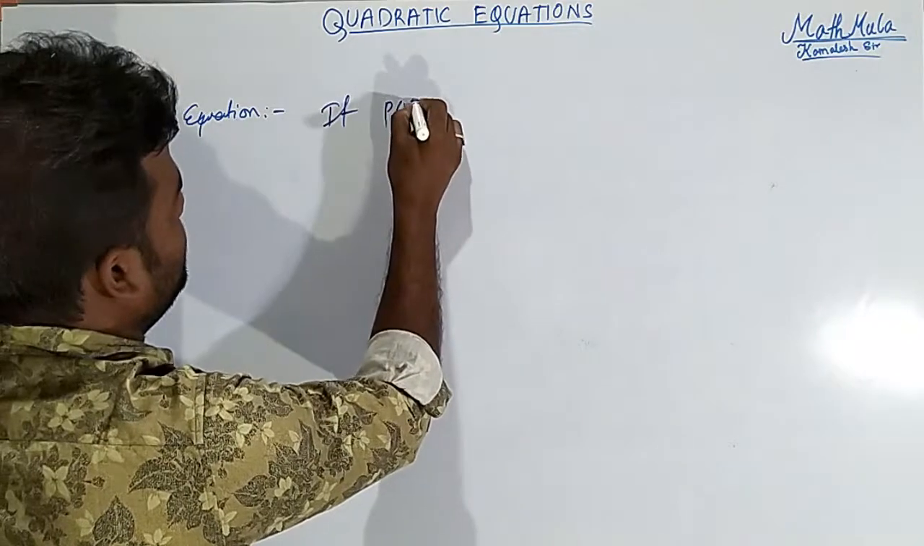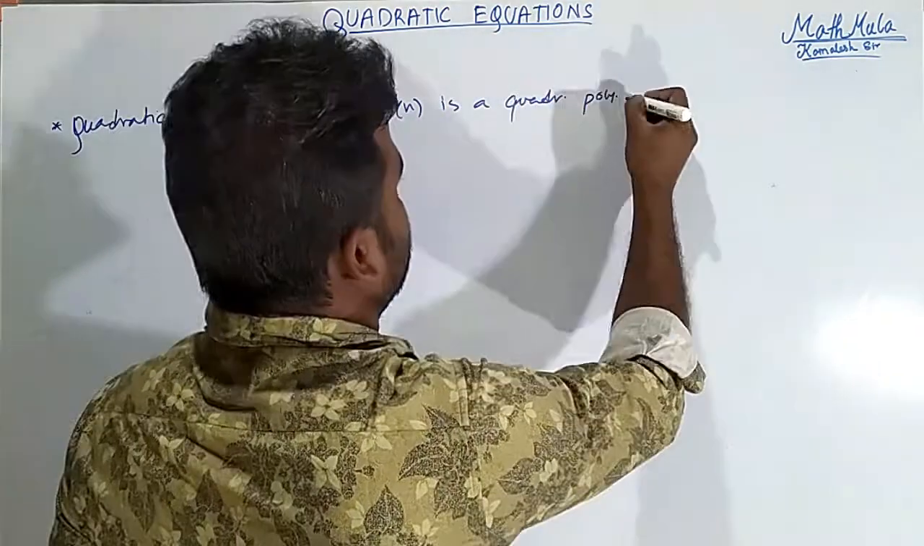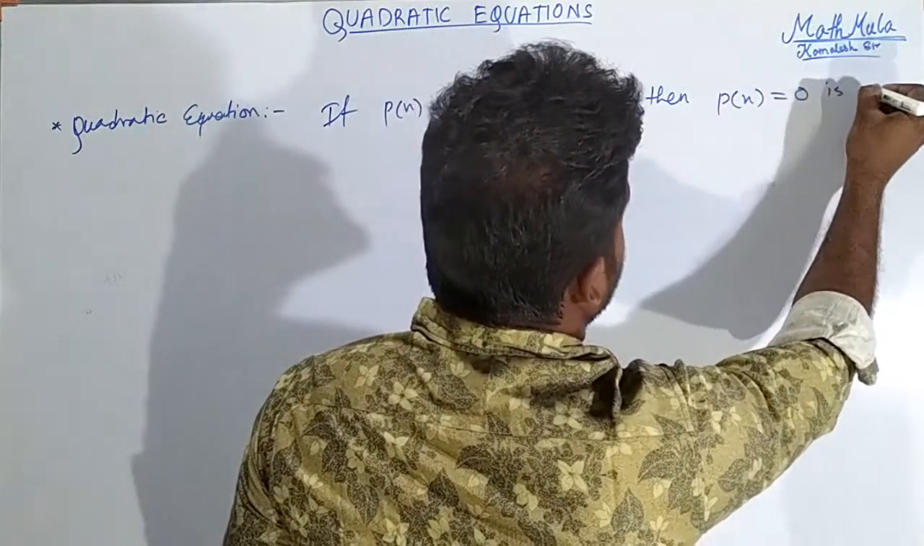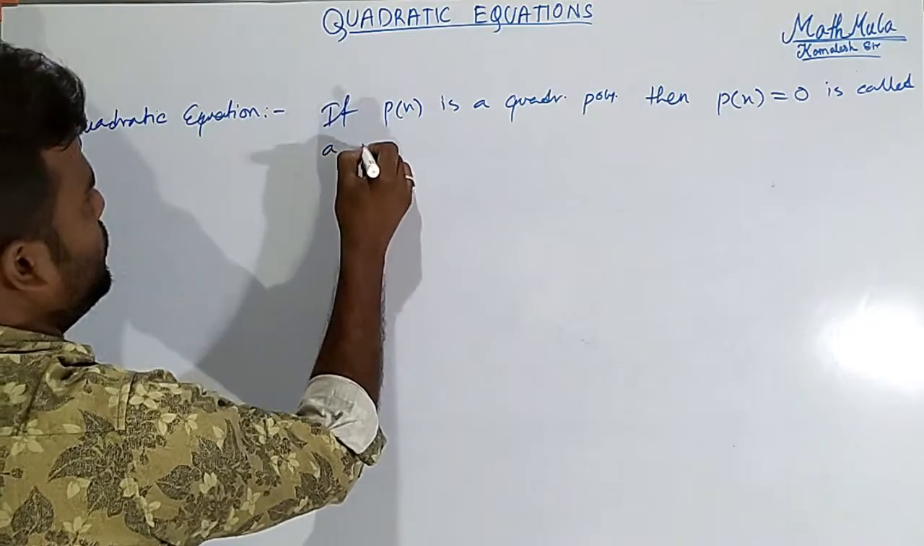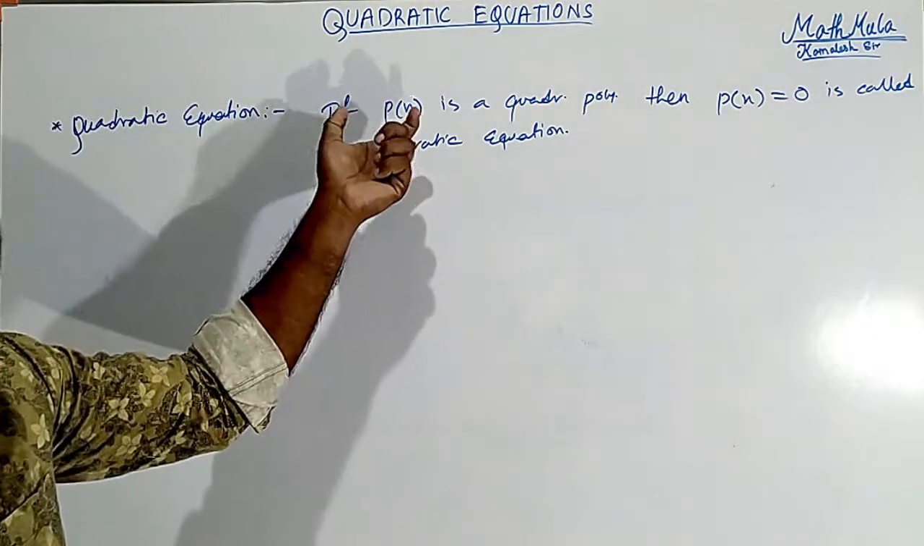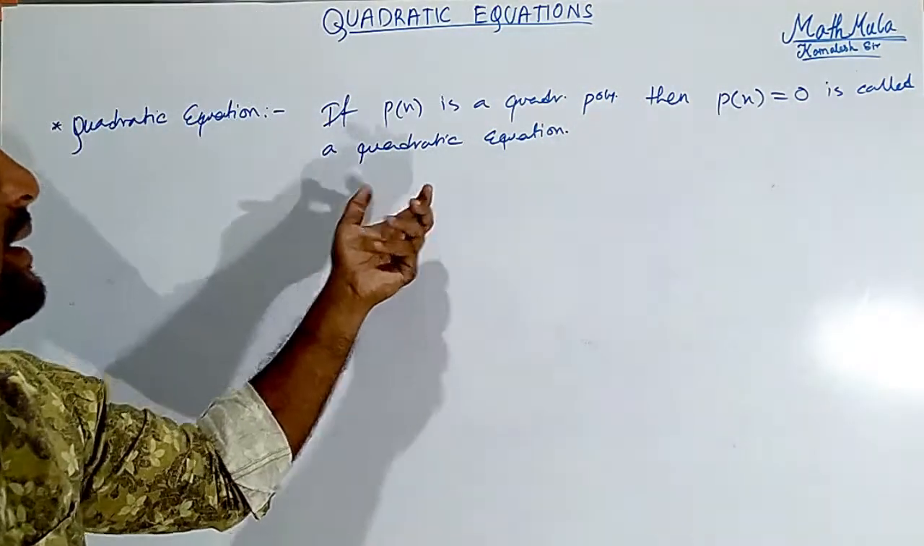If p of x is a quadratic polynomial, then p of x is equal to 0 is called a quadratic equation.